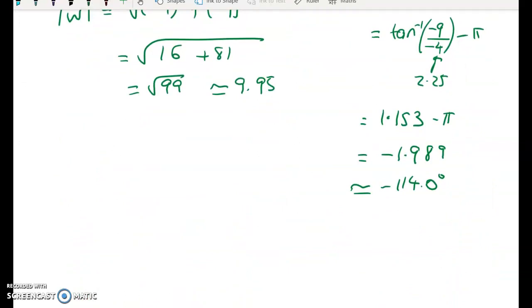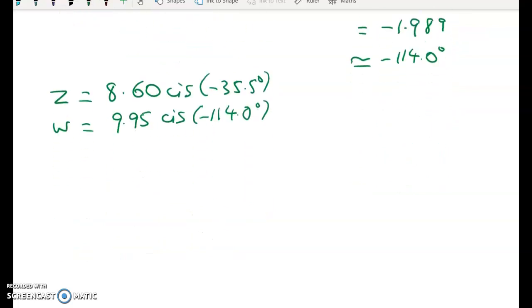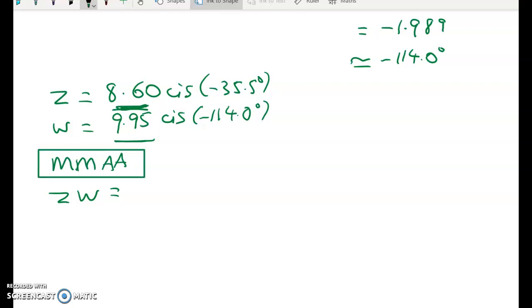So writing that out nicely for the 2, we get z is equal to 8.60 cis of negative 35.5 degrees, and w is equal to 9.95 cis of negative 114.0 degrees. Now to multiply complex numbers in polar form, it's really easy. We multiply the magnitudes and we just add the arguments. So my way to remember that is MMAA. Multiply the moduli and add the arguments.